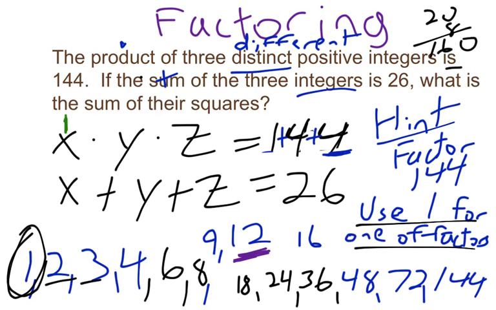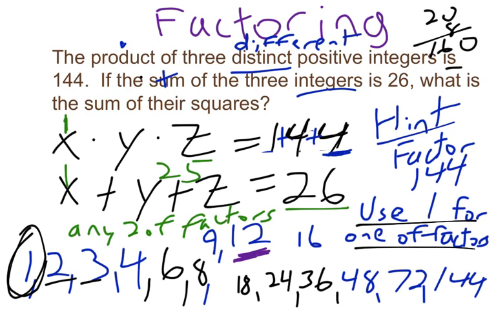So now all I need to do is pick any two of these factors that add up to, what do they need to add up to? I've already used a 1 for x, so they need to add up to 26. So 1 plus 25. These need to add up to 25.